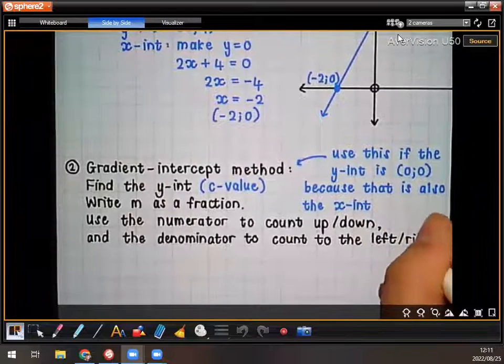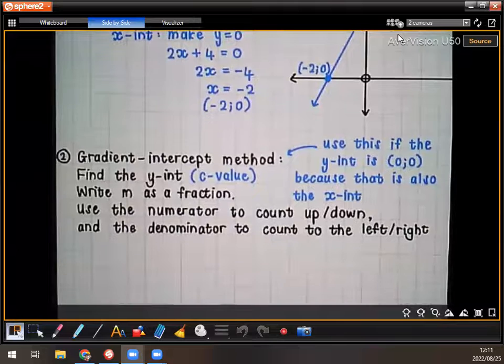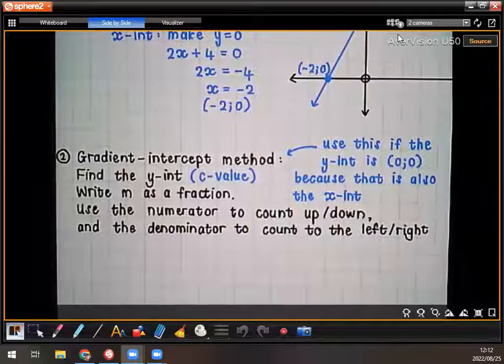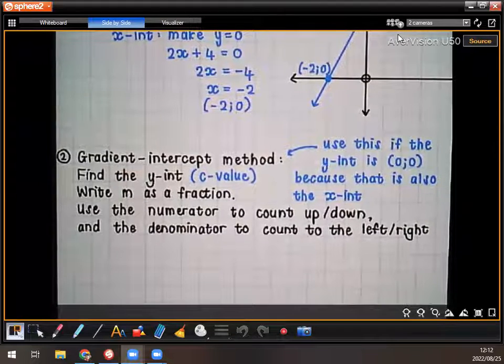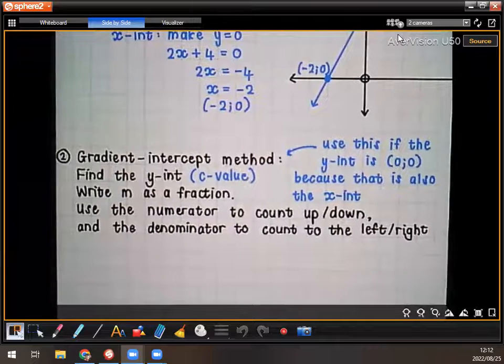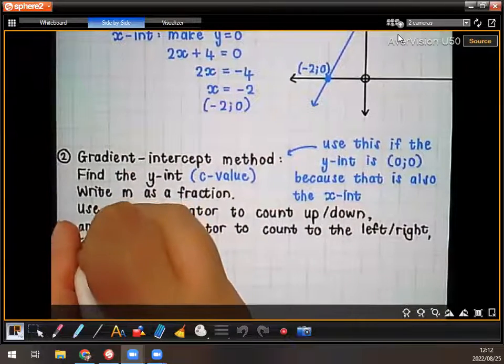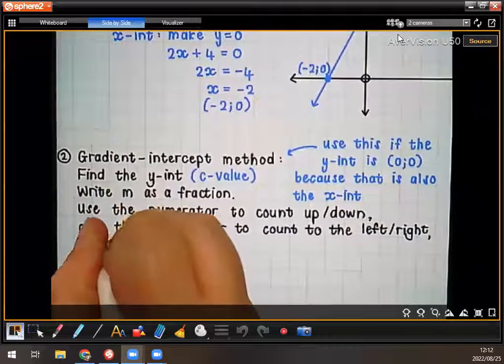The count to the left or right. Again, guys, if the denominator is positive, what do we think? Is positive this way or that way? To the right, yes, so that's one, all right? So if your denominator is positive, you go to the right. If it's negative, you go to the left. Thank you. But you are going to count from the y-intercept.